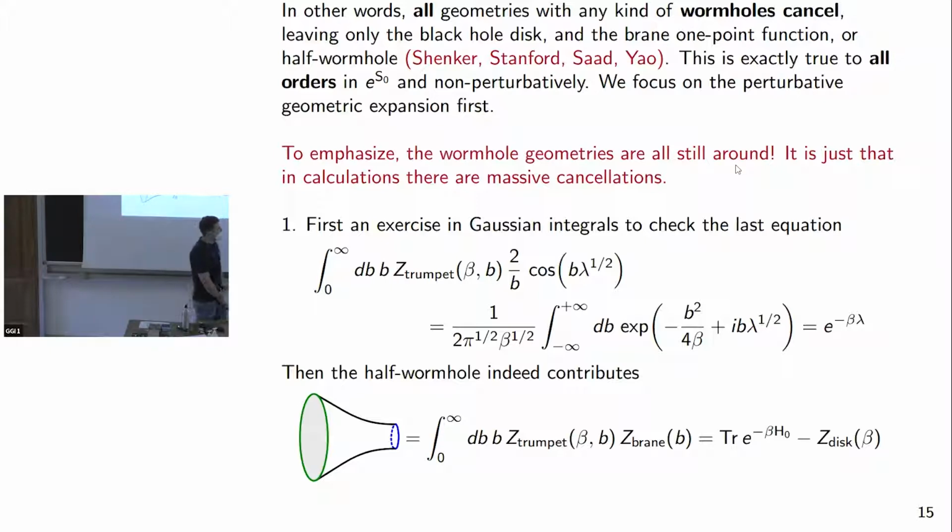At any rate, all the geometries cancel, and only the disk and what the guys called half wormhole remains. So I want to show you how we can make this work to all orders in the genus expansion. Furthermore, you can also work this out non-perturbatively in the matrix integral formalism, but I will spare you of that today unless you have some extra time. So I think it's pretty fun, but well, let's keep it short.